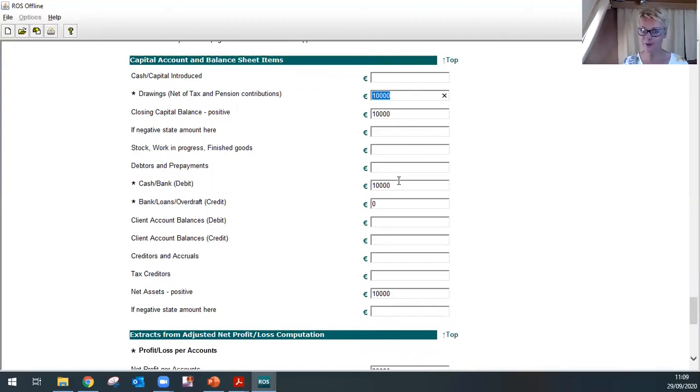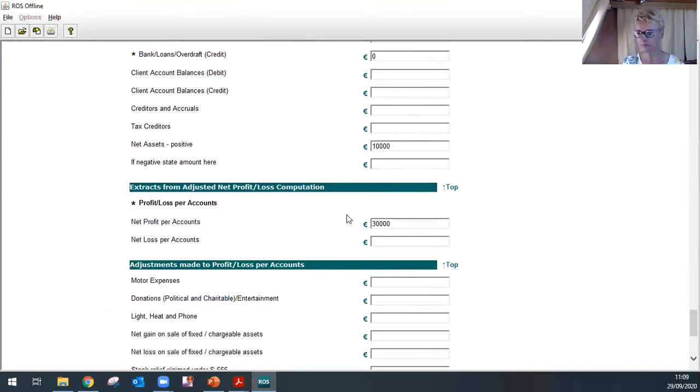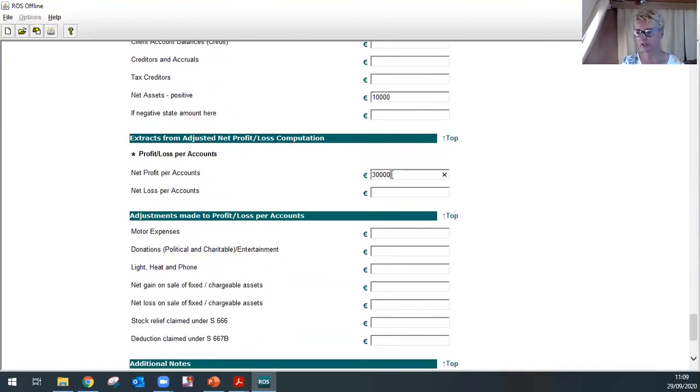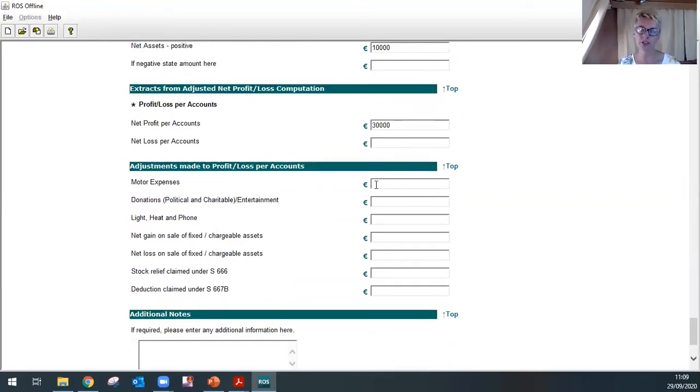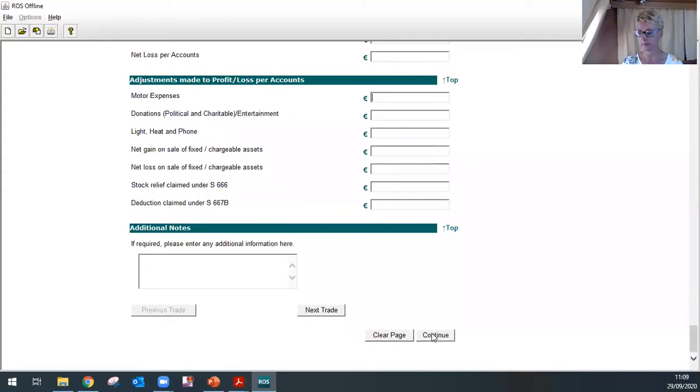You will find out more about it on my course about the basics of bookkeeping and accounting. So on the asset side, 10,000 in the bank and net asset positive 10,000 equal total liabilities, total capital positive 10,000. Again, we need to repeat the adjusted net profit figure of 30,000 for Mary. And if there were any adjustments for the private use of business equipment, the figures would go in here.